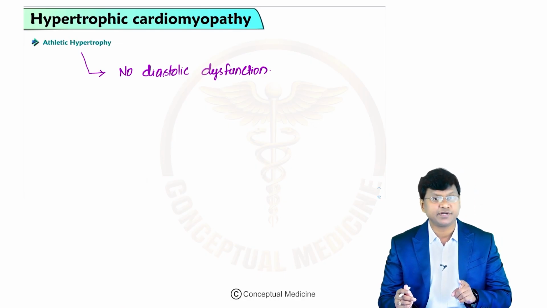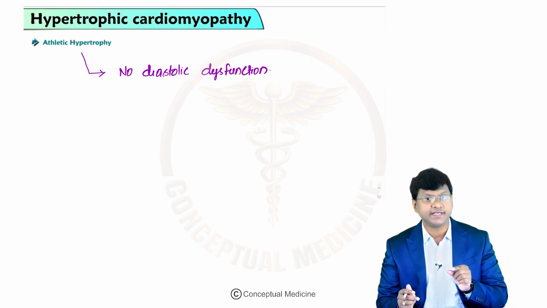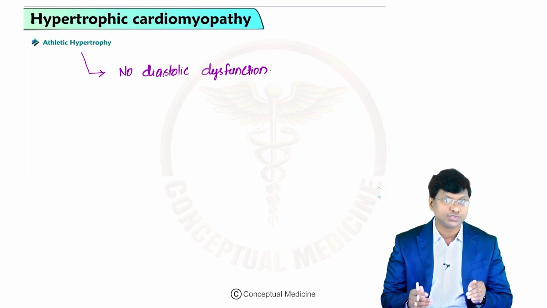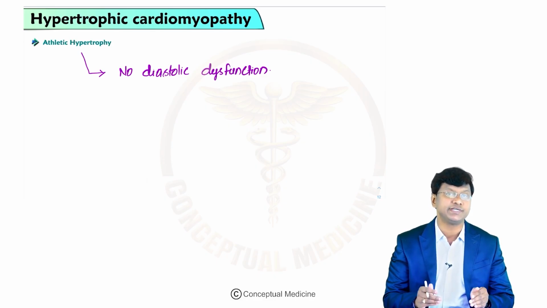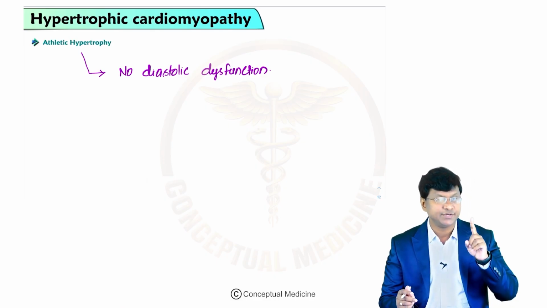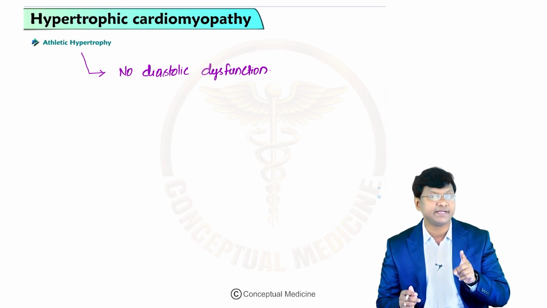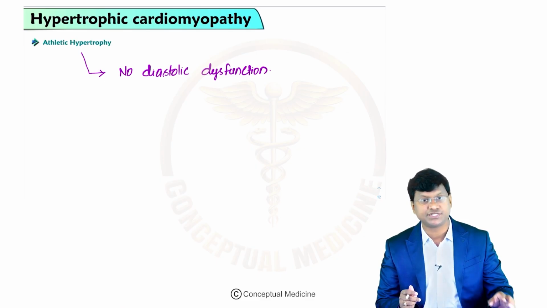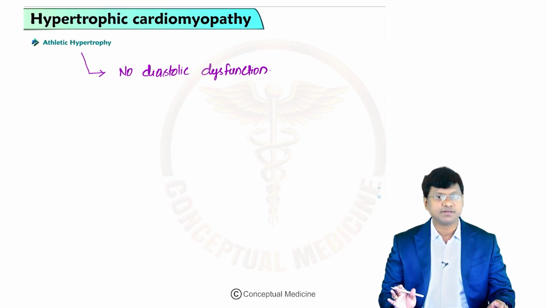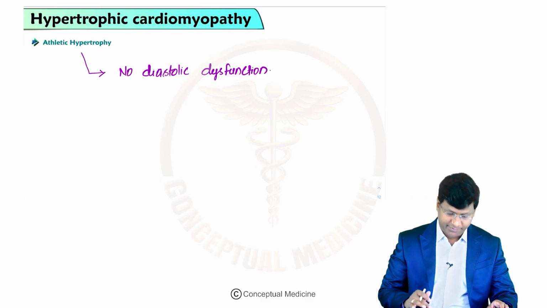And the next important point is that the apical variety is particularly common in those of Asian descent. I told you about apical hypertrophy, the ace of spades; that apical variety is more common in Asian descent. So this is about the various forms of hypertrophy.